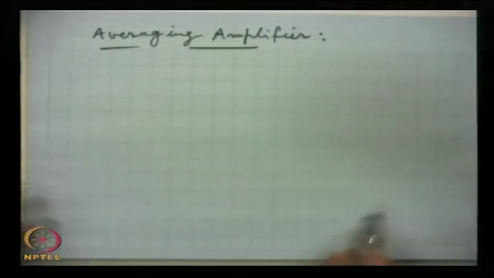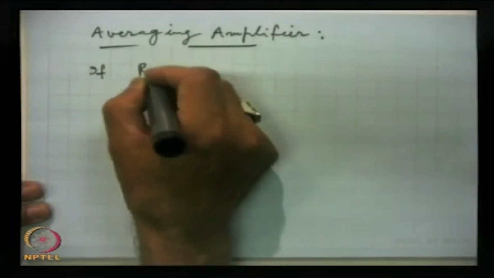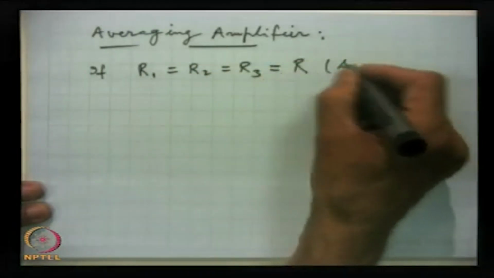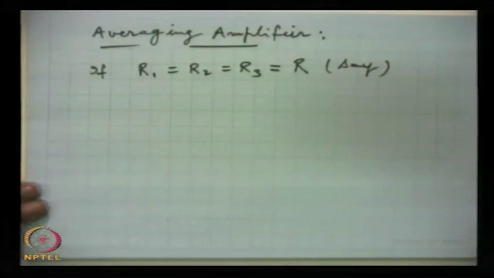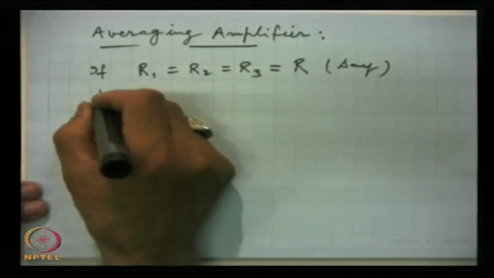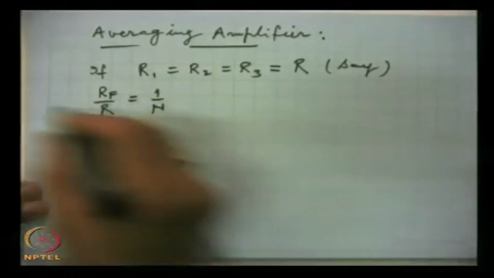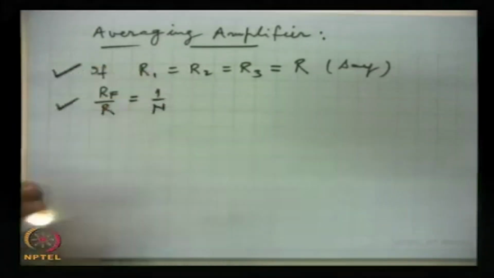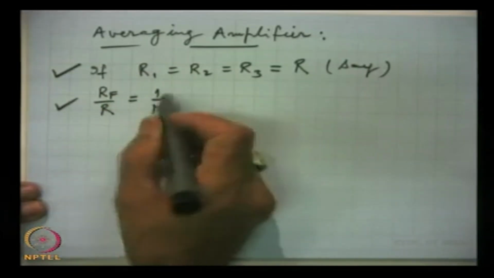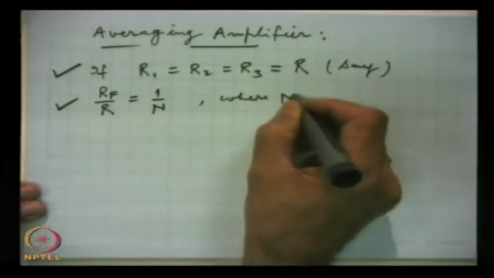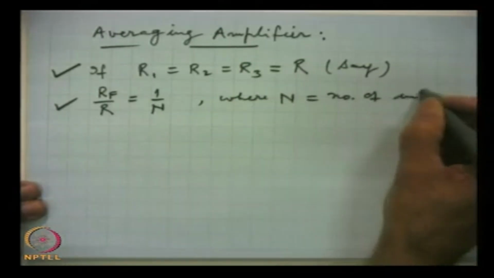Now, averaging amplifier, again by the same fundamental equation we can get, if R1 is equal to R2 is equal to R3, say R, this is the condition, and this is an additional point: Rf by R should be taken as 1 by n, where n is the number of inputs.